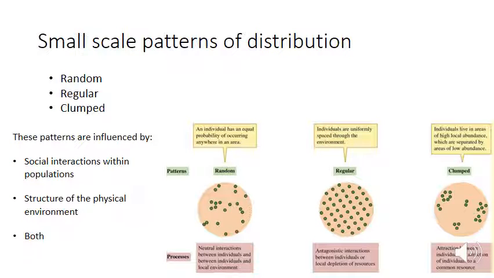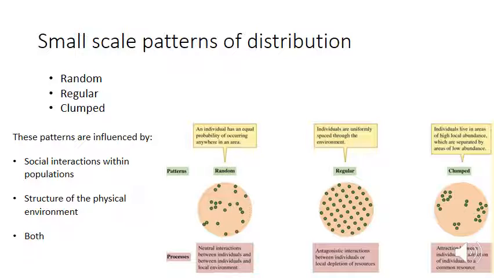So like many questions in ecology, the distribution of populations looks very different depending on the scale at which you're viewing them. And this slide talks about the distribution of individuals within a population on a relatively small scale. Those distributions tend to fall into three spatial categories: random, which you can see on the left-hand side, regular or even-spaced individuals that you can see in the middle, or a clumped distribution that you can see on the right.